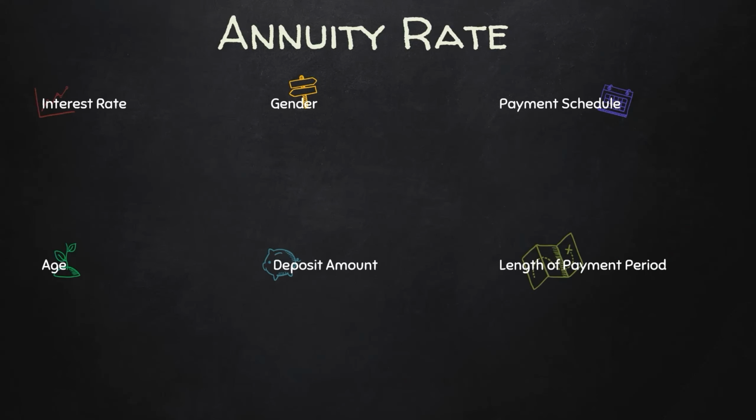Annuity rates. So this is the last piece that we're going to go through in terms of annuities. The annuity rate is extremely important because really this is how much money am I going to receive? What is it based on? How do I know I'm going to get more than the next person? What insurer should I go with?